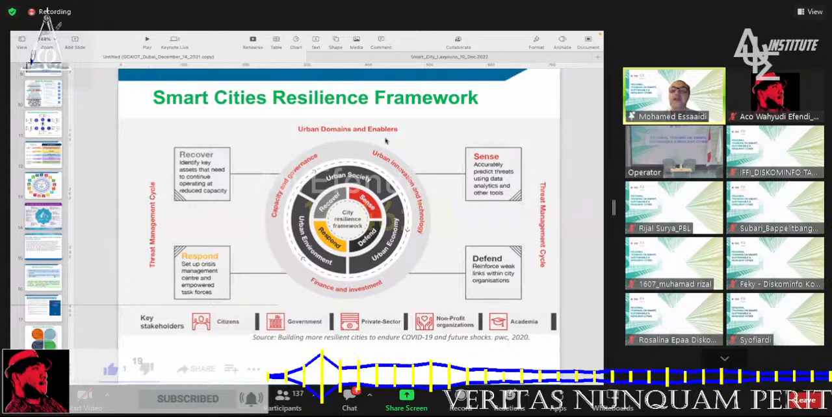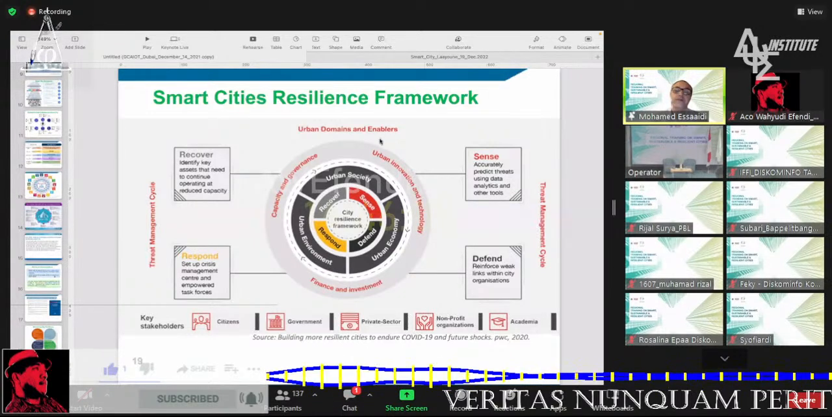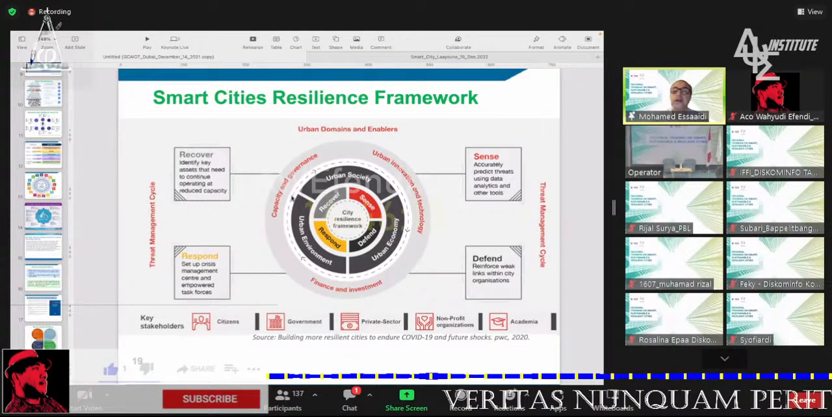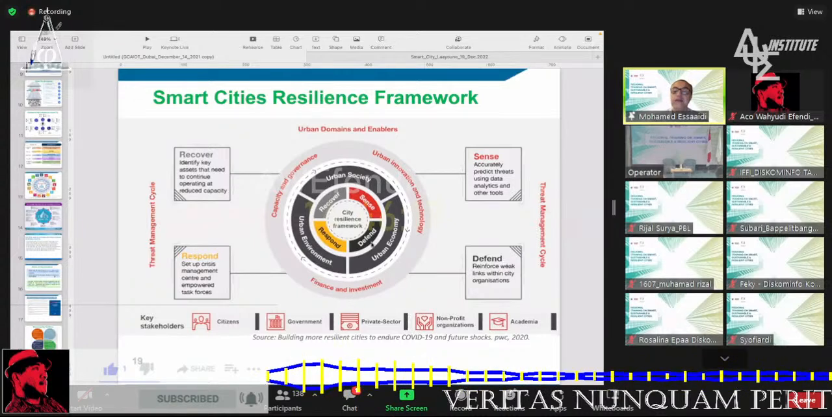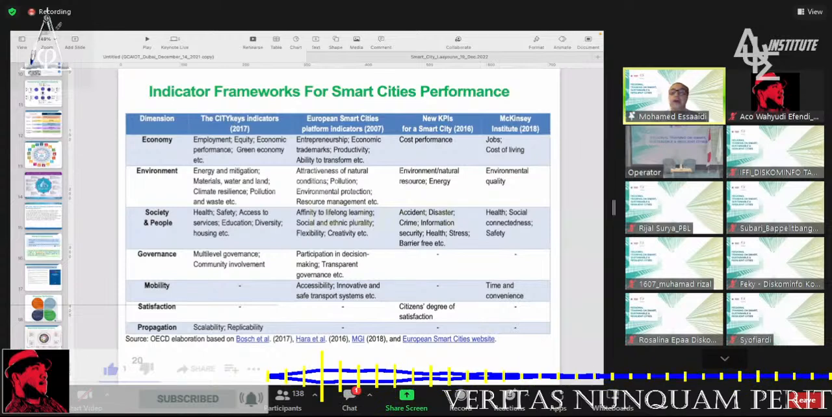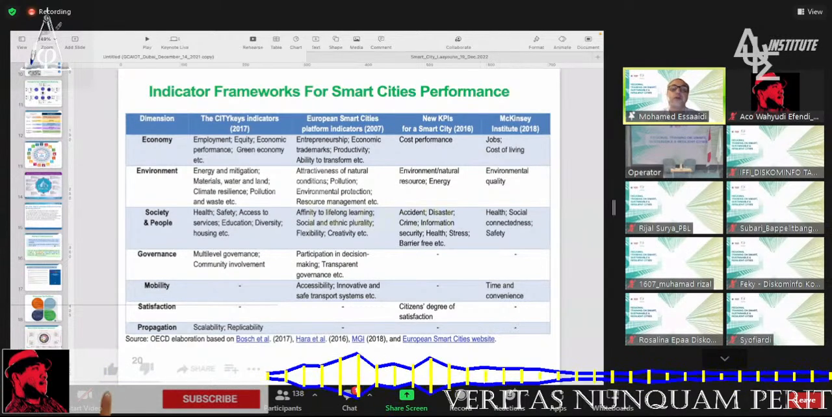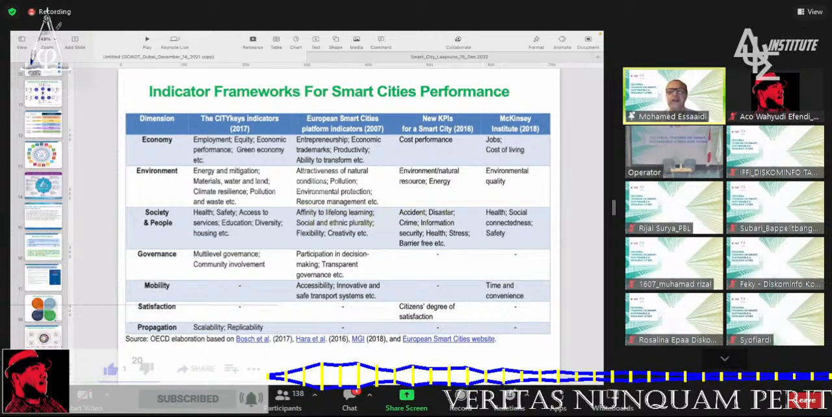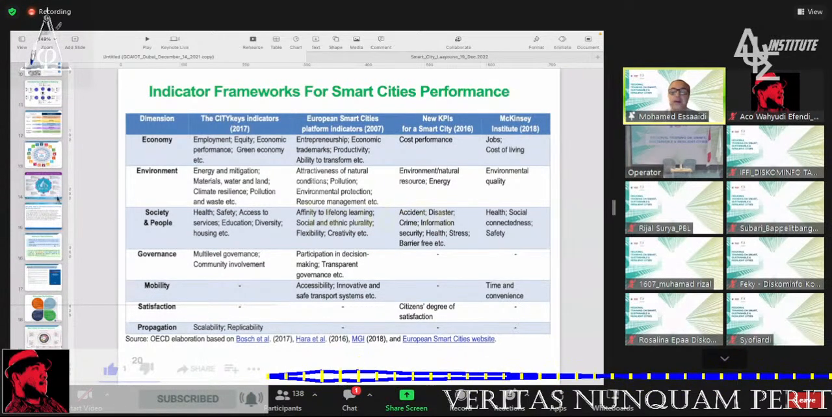We have also some urban domains and enablers. The urban domains are finance and investment, and the enablers are urban society, urban economy, and the urban environment. Here you can see other performance frameworks for smart cities. You have in this table several dimensions: economy, environment, society and people, governance, mobility, citizen satisfaction, and propagation.